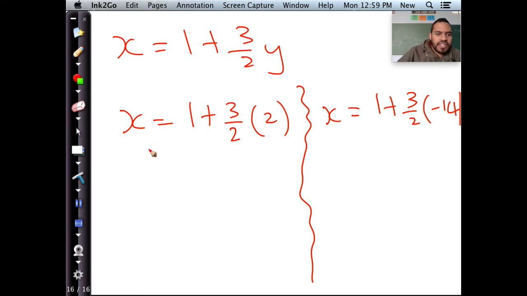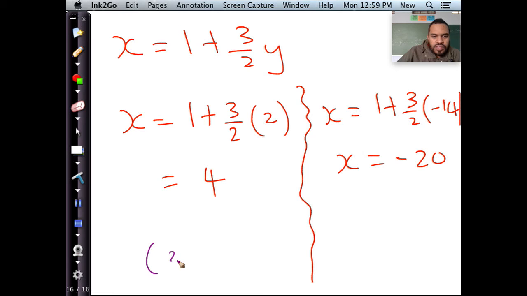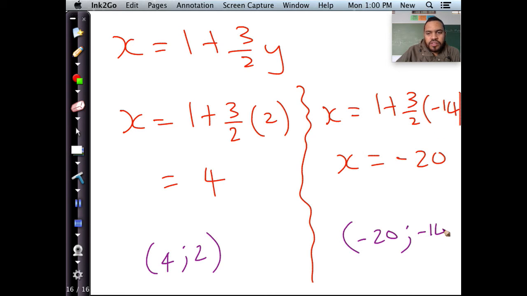So let's put that in. This is going to give me 1 plus 3, which gives me 4. This over here is going to give me minus 14 divided by 2 is minus 7. Negative 7 times 3 is negative 21. Negative 21 plus 1 gives me negative 20. And then you state that as a set of coordinates. That's going to be 4 on the x and 2 on the y. And this is going to be negative 20 on the x and negative 14 on the y. And that coincides with the graphical representation that we found earlier.